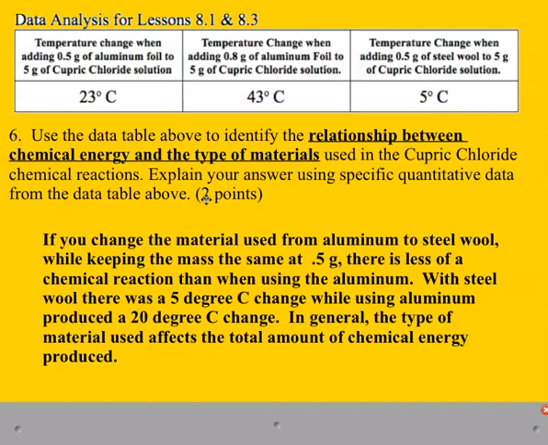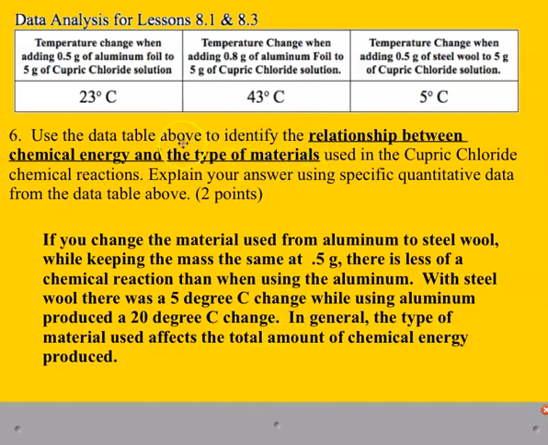So if you change the material used from aluminum to steel wool, you might have said, we changed the material from 0.5 grams of aluminum foil to 0.5 grams of steel wool. When we used 0.5 grams of aluminum foil, we got a 23-degree change in Celsius, and when we changed it to steel wool, we only got a 5-degree change in Celsius. Therefore, the type of material used affects the total amount of chemical energy produced. So you notice I answered both parts.